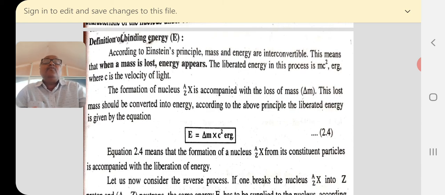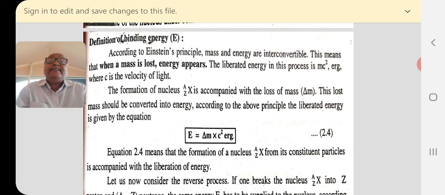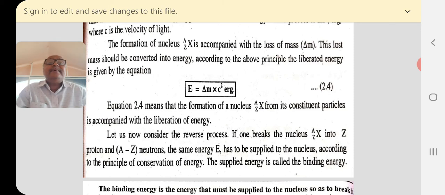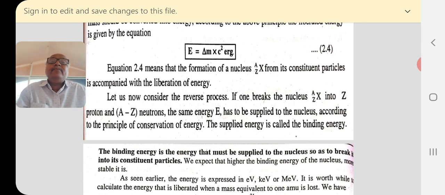Now, what is binding energy? According to Einstein's principle, mass and energy are interconvertible. This means that when mass is lost, energy appears. The liberated energy in this process is mc square, where c is the velocity of light. According to the above principle, the liberated energy is given by the equation E is equal to delta M into c square. This equation means the formation of a nucleus, that is nuclide X, from its constituent particles is accompanied with the liberation of energy. Let us now consider the reverse process.